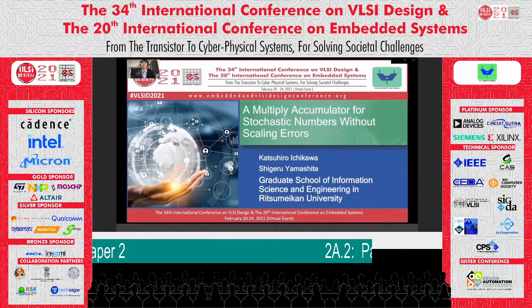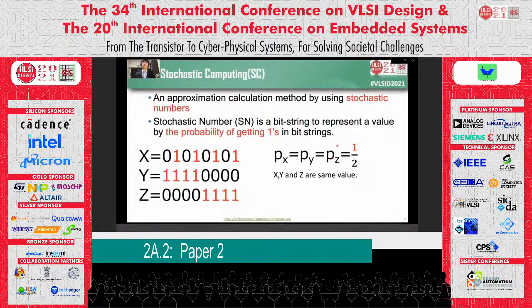In this presentation, I would like to convince you that our proposed method is useful in stochastic computing. First, let me explain the necessary basis for stochastic computing. Stochastic computing is an approximate calculation method using a stochastic number, which represents the rate of ones in bit strings. A stochastic number, in short SN, is a bit string to represent a value by the probability of getting ones in bit strings.